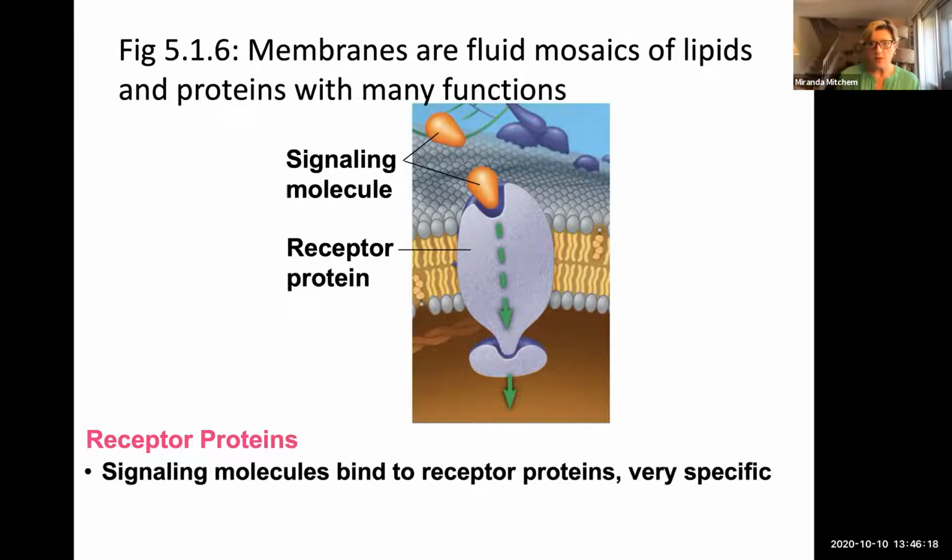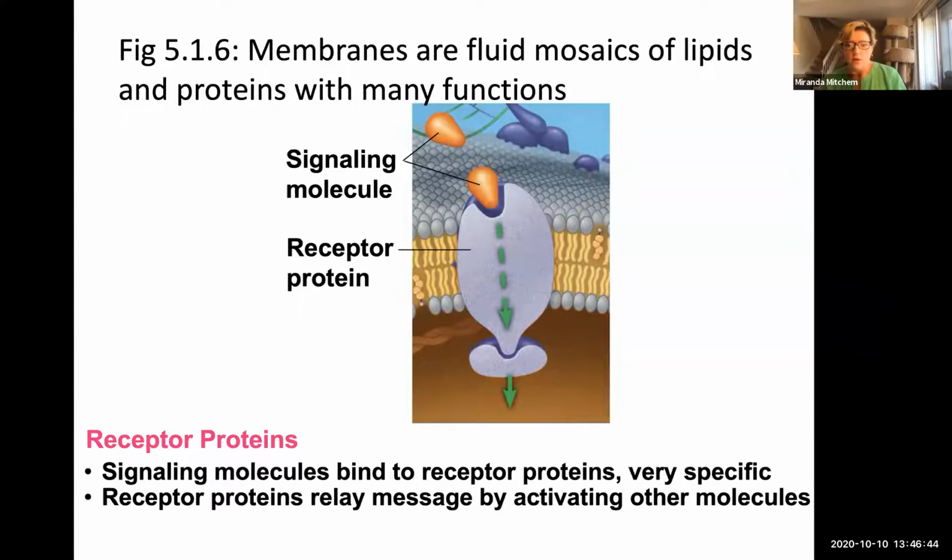So these are specific reactions and interactions, because now we're talking about not just one protein, the receptor protein, but many times that signaling molecule itself is also a protein. So protein to protein interactions are specific, and they are governed by the three-dimensional structure that is formed by the elaborate folding that proteins go through. So the receptor protein is bound, and then it signals inside like a relay.